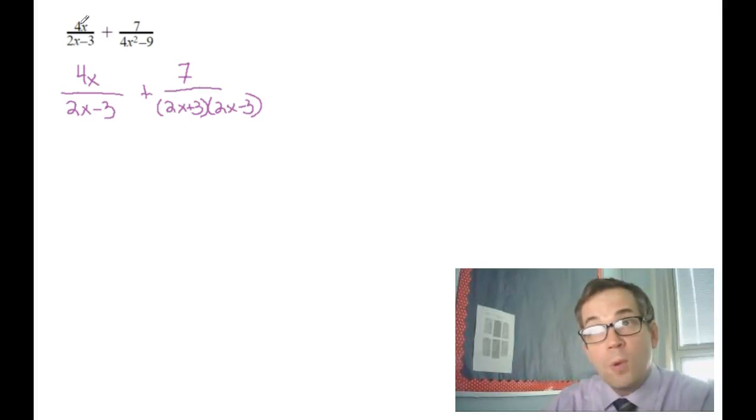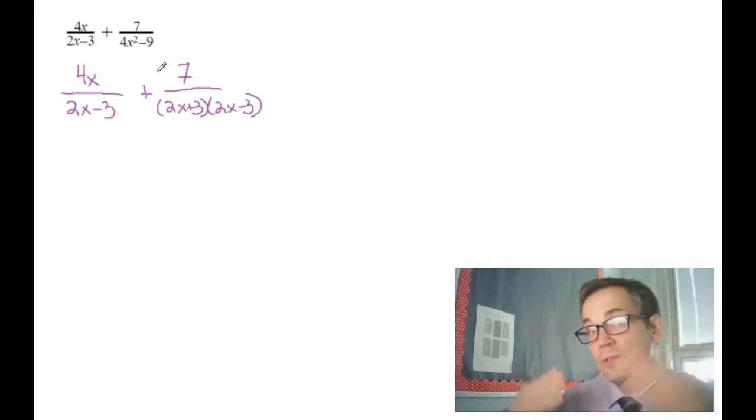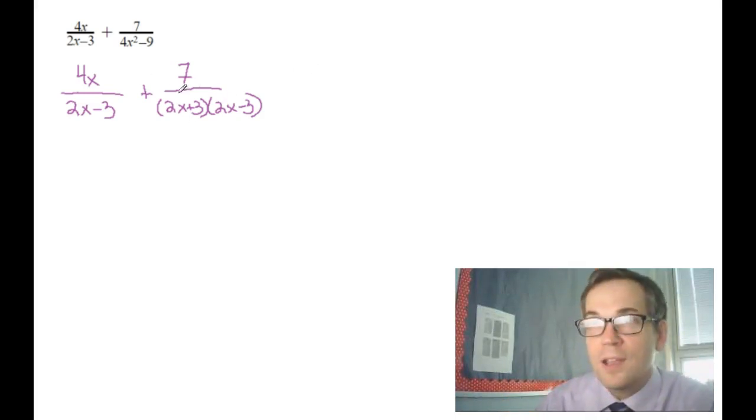We're going to look at this example where we have 4x over 2x minus 3 plus 7 over 4x squared minus 9. Phase 1 is to start by looking at those denominators and factoring them all out. So I took the liberty of already doing that portion.